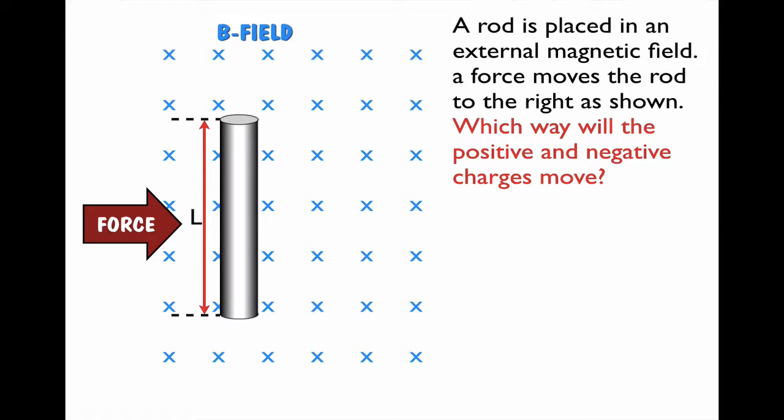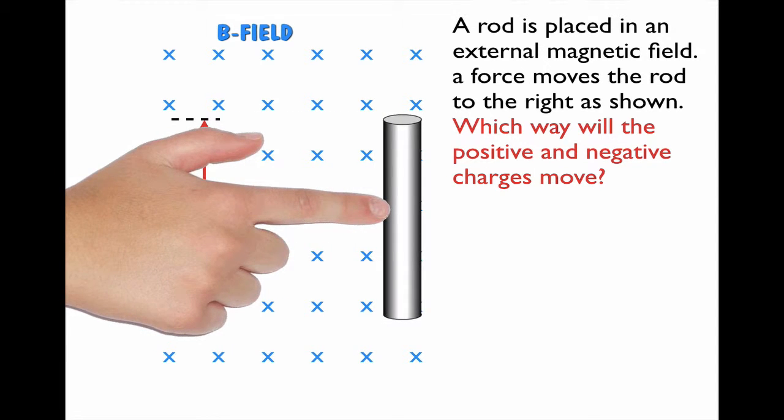All right, let's look at what happens when we put a rod and move it through a magnetic field. So I've got a magnetic field drawn going into the page. I have a rod of some length L, and I want to know what the positive and negative charges are going to do. So what I'm going to do is apply an external force and move it. That's all there is to it.